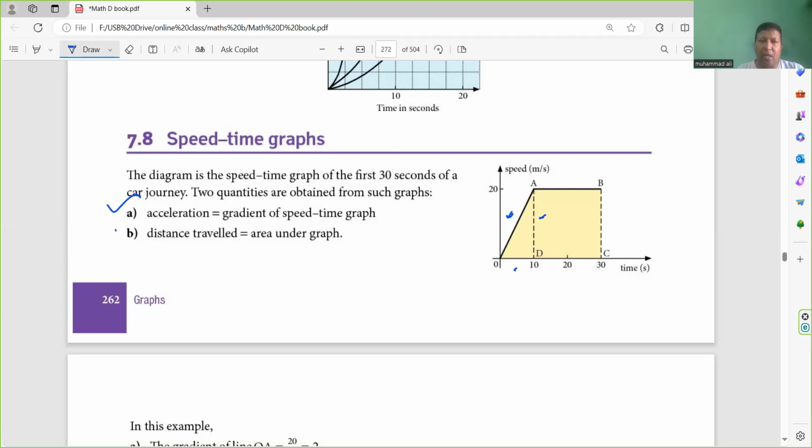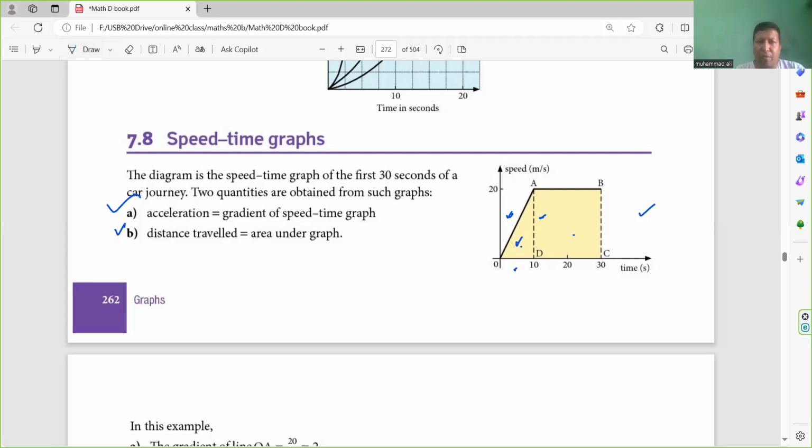And another thing, distance traveled. Total distance traveled is the area under the graph. So we have to find out the area of this shape. You will observe this part is a triangle, this part is a square, or the whole part is a trapezium. You may use the area of the triangle plus the area of the square, and the addition of both gives the distance traveled. Or for the whole part you use the area of the trapezium rule, then you get the total distance traveled.